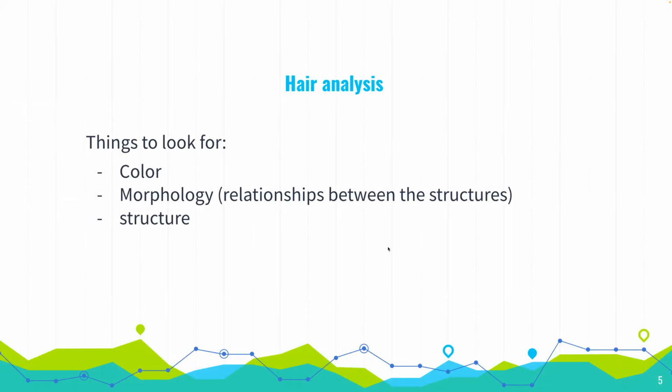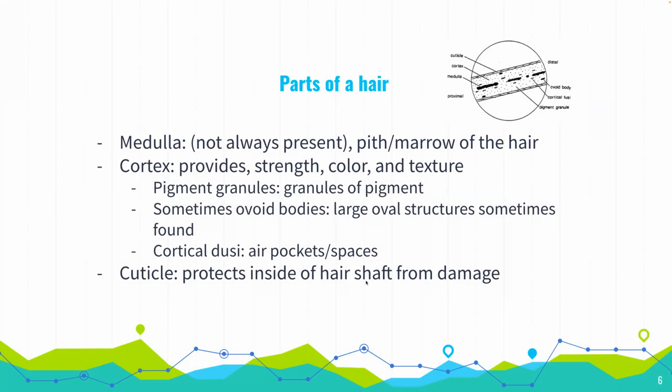Okay, so first, I guess we're going to go over hair analysis, and this is basically animal hair and human hair. So things to look for in hair analysis would be color and morphology. Basically what morphology is, is the relationships and the structure of the hair.